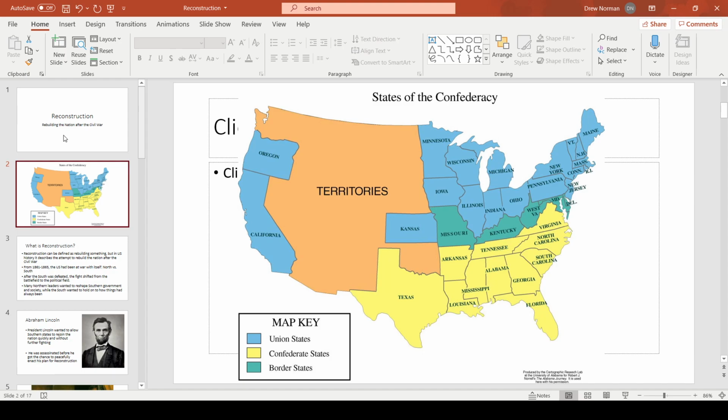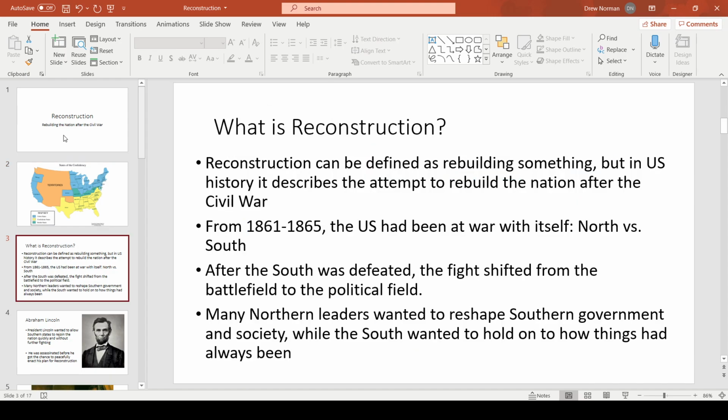For those of you who are aware of what the Civil War looked like, you have the northern states in blue, the southern states known as Confederacy in yellow, some green states there who couldn't decide which side they wanted to support. In other words, our nation was divided during the Civil War. So, what is Reconstruction exactly? Reconstruction could be defined as rebuilding something, but in U.S. history, it describes the attempt to rebuild the nation after the Civil War.